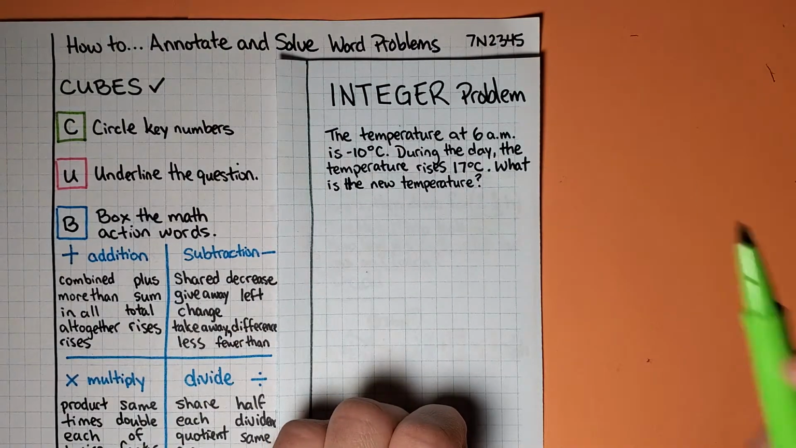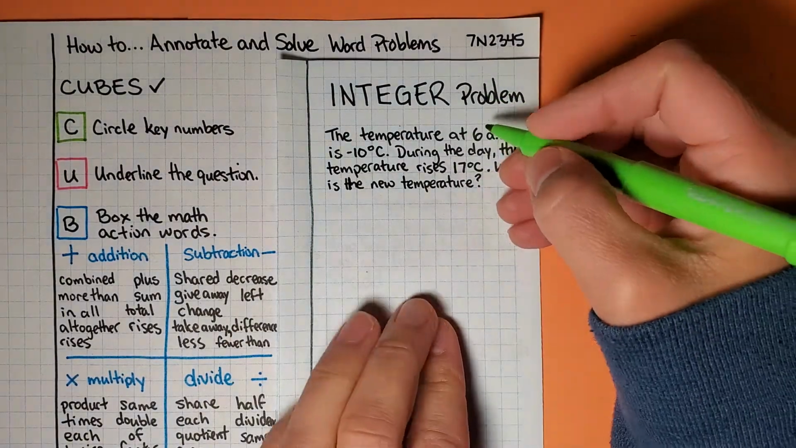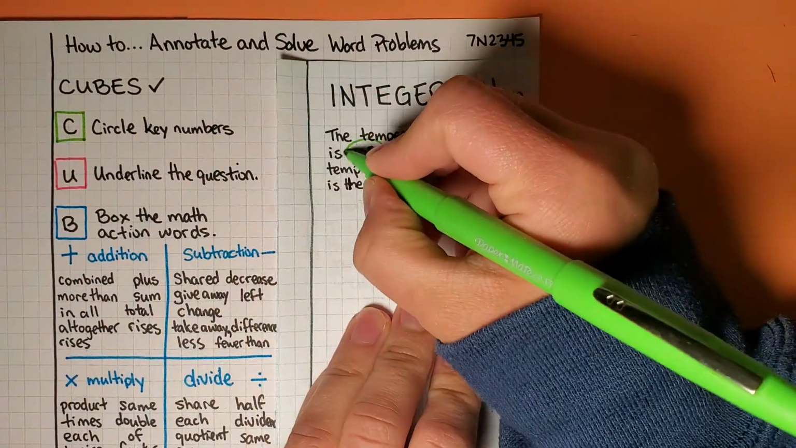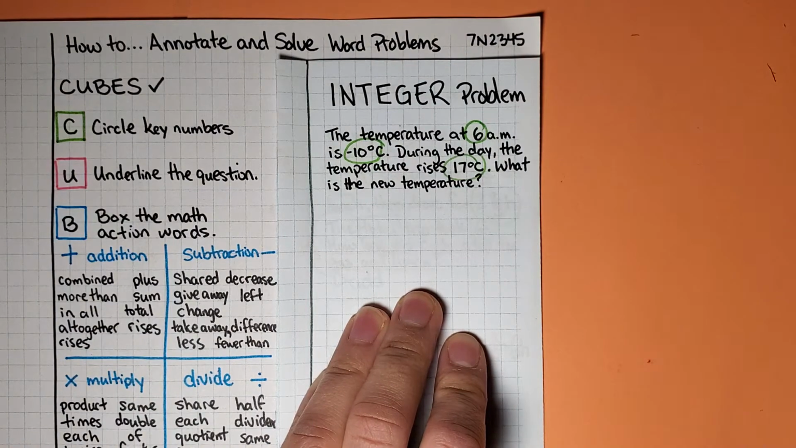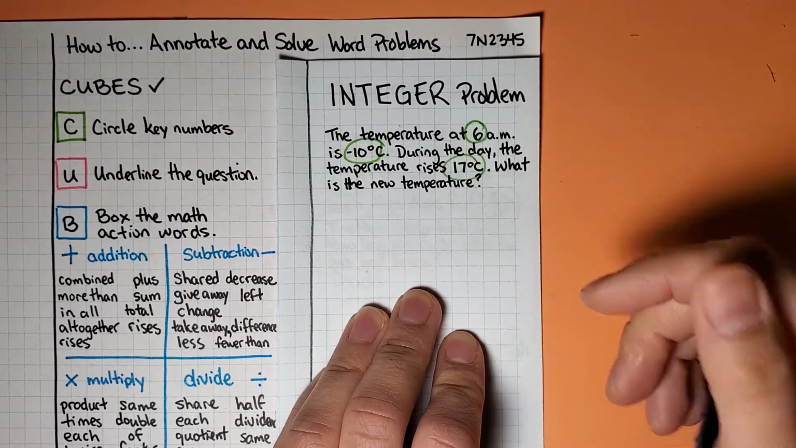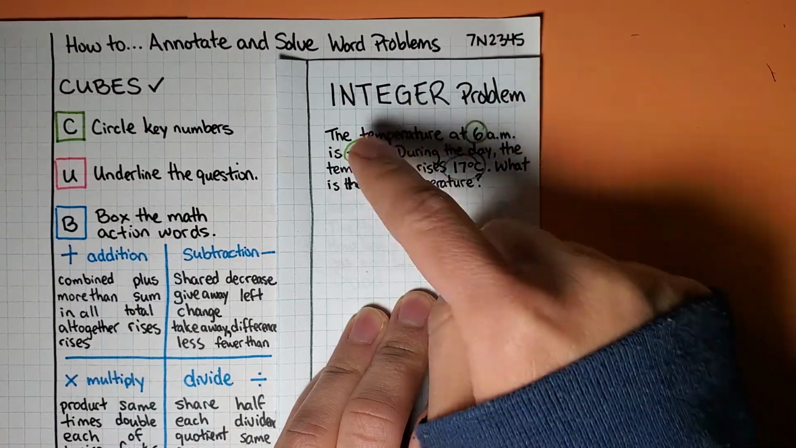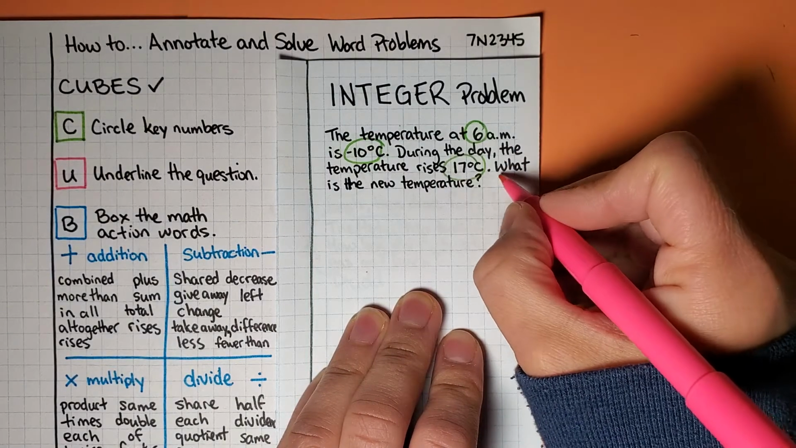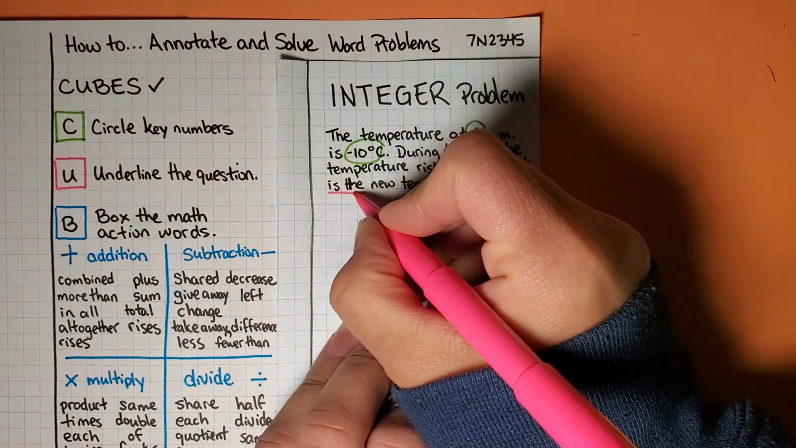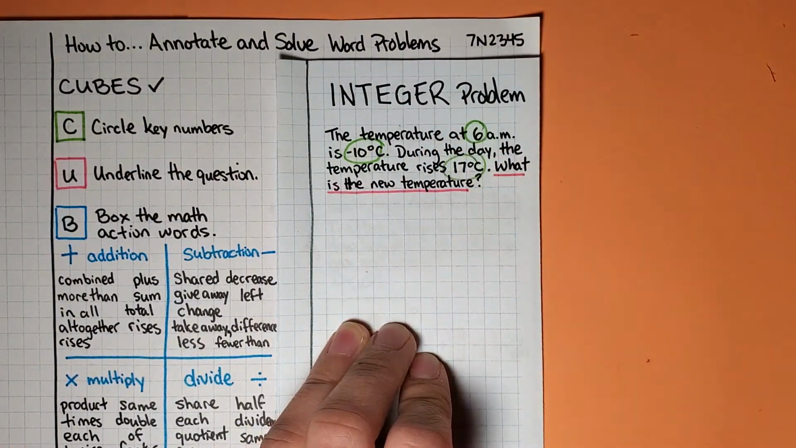So once again, we're going to circle all the key numbers. Well, all the numbers anyways, and then we'll decide what's key. There we go. Numbers circled. So then when I look back at the question, I can be like, oh yeah, that's important, and underline the question: what is the new temperature?